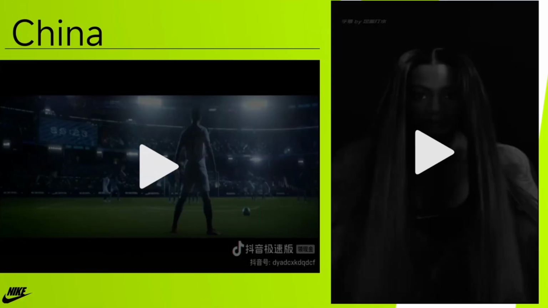And the second ad is Nike's ad in America.